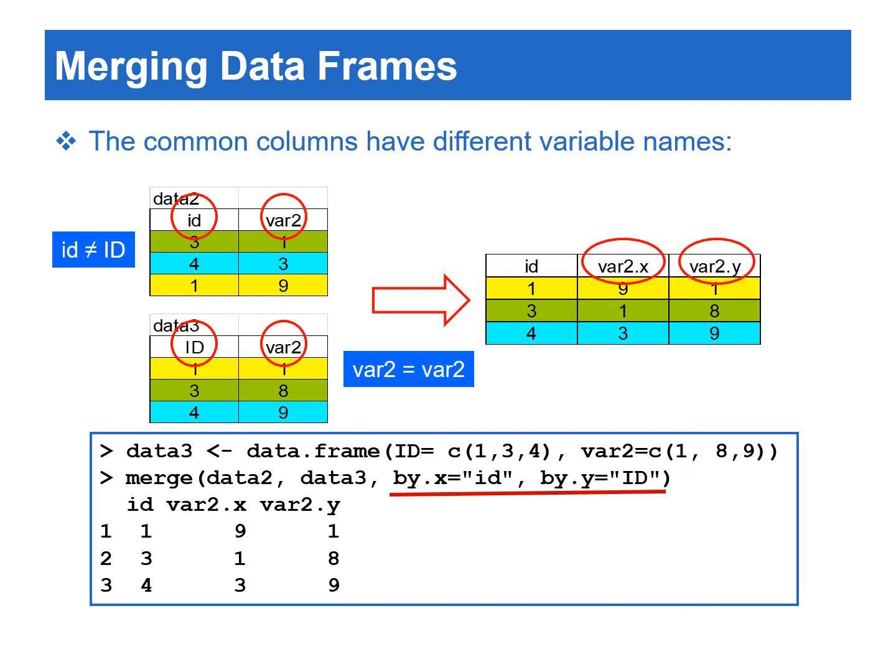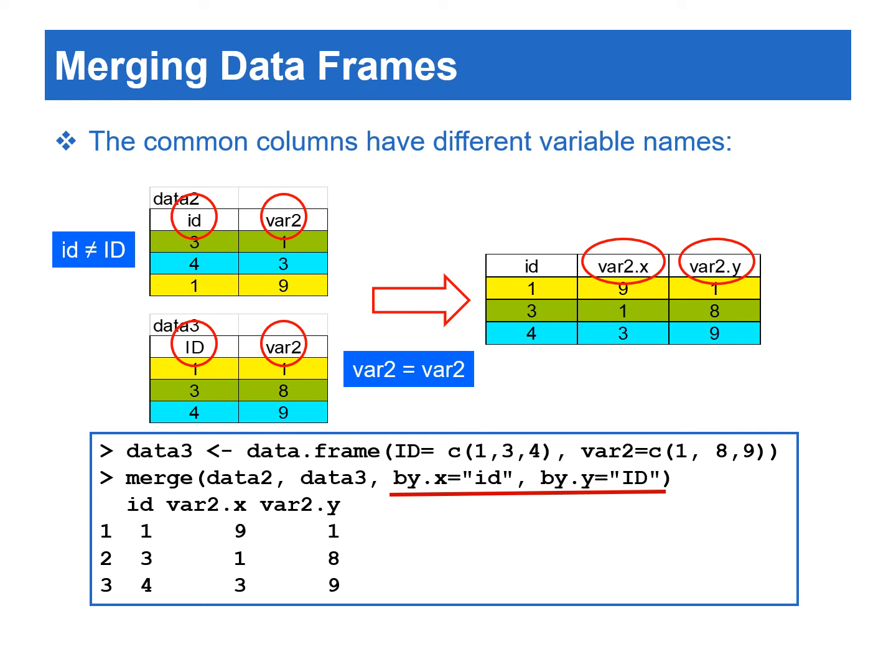In this example, we would like to merge data 2 and data 3 by the ID variable. Notice that the name of the ID variable in data 2 is in lowercase, and it is in uppercase in data 3. var2 is the common variable between data 2 and data 3, but we don't want to merge these two data by var2. In this situation, we can specify by.x to lowercase id, and by.y to uppercase ID. The var2 variables from both datasets are kept in the result.